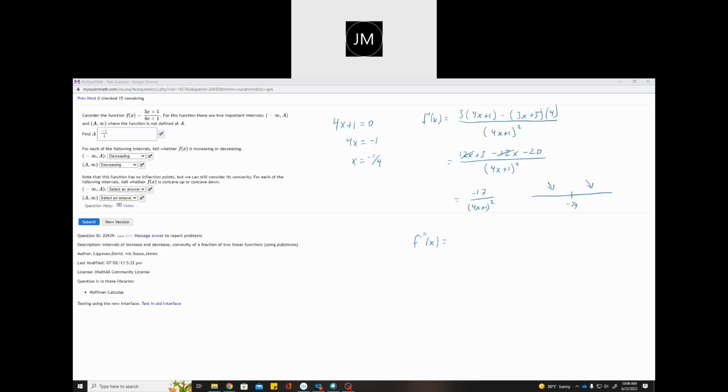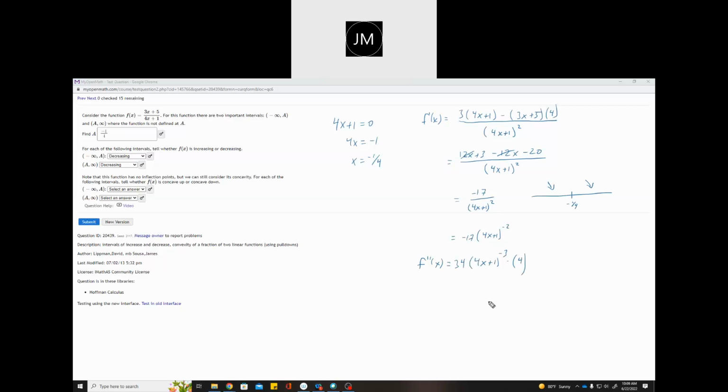And instead of using the quotient rule, if I rewrite this as negative 17 times 4x plus 1 to the negative 2, then I can just use the chain rule to find the derivative. So the negative 2 comes down, the double negative will make it a positive 34. 4x plus 1 stays the same, lower the power by 1, and then multiply by the derivative of the inside stuff.